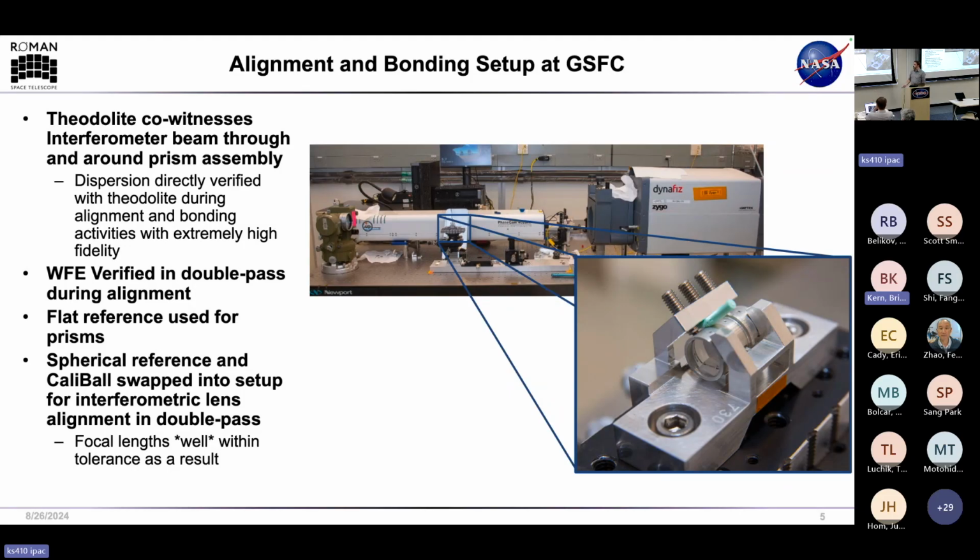And so this is how we accomplished that, and we've been making sure that through the process we got the right dispersion that we thought we should out of it, just through alignment, where we co-witnessed all of the assemblies during and through the bonding process with a theodolite and an interferometer, and then we also did it in double pass. There's some really clever through and around shots that we did so that we had great confidence that we were building exactly what we meant to through the entire process, from the element all the way through the full assembly level.